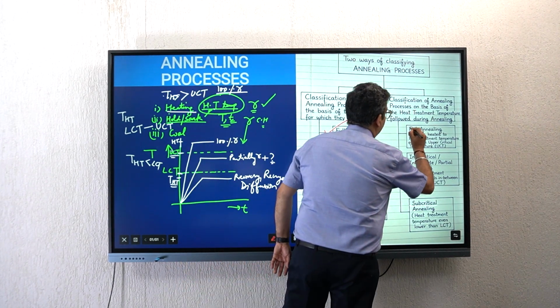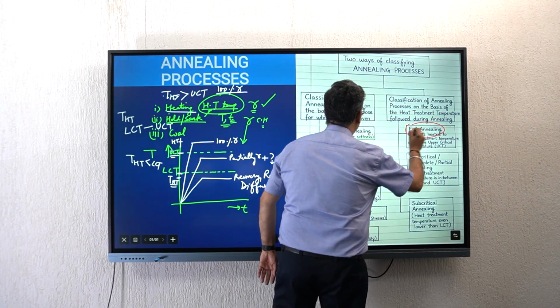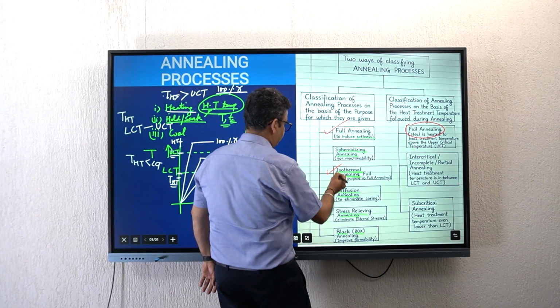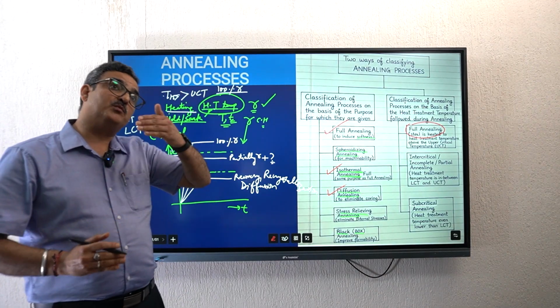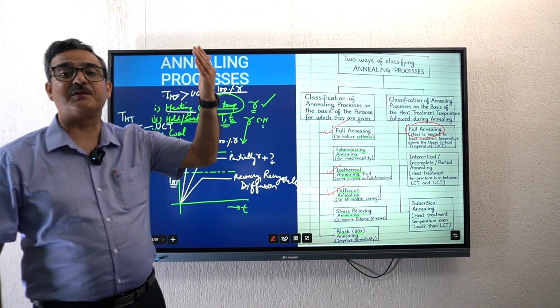So all these are heat treatment processes, annealing treatments, which I have marked in the red arrow, in which during annealing the heat treatment temperature would be higher than the upper critical temperature of the steel.